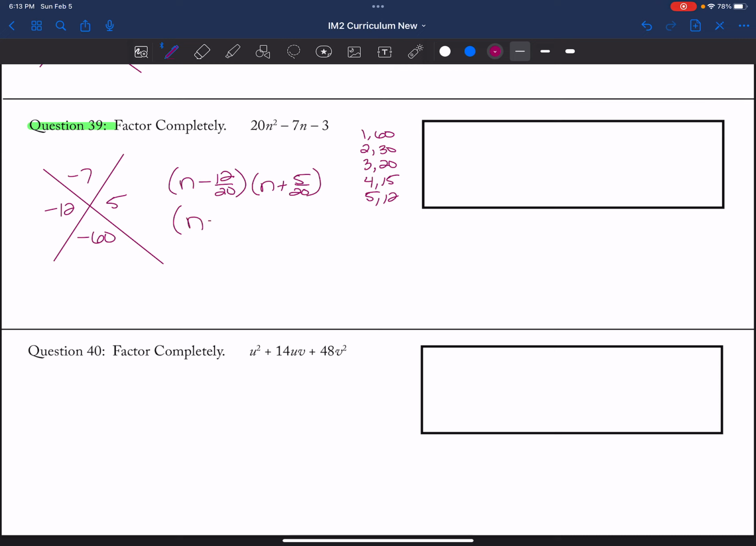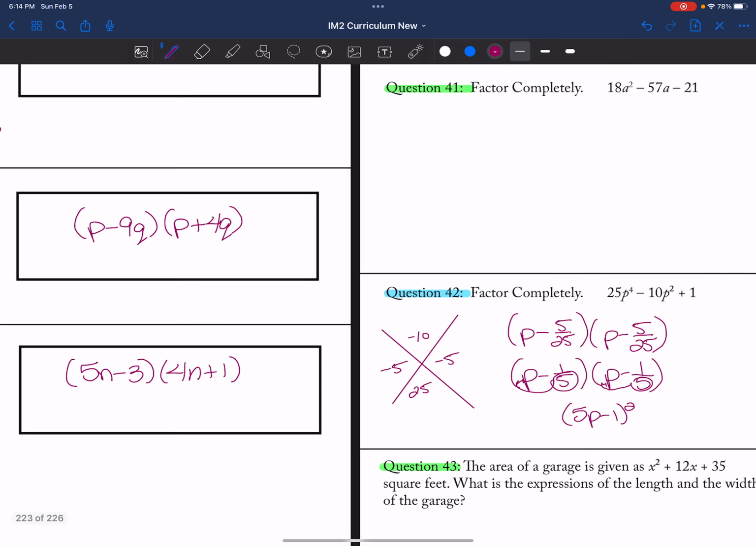So then n minus 3 over 5, and then n plus 1 over 4. So the bottom goes to the top, the bottom goes to the top. So then I get 5n minus 3 and 4n plus 1. So 5n minus 3 and 4n plus 1.